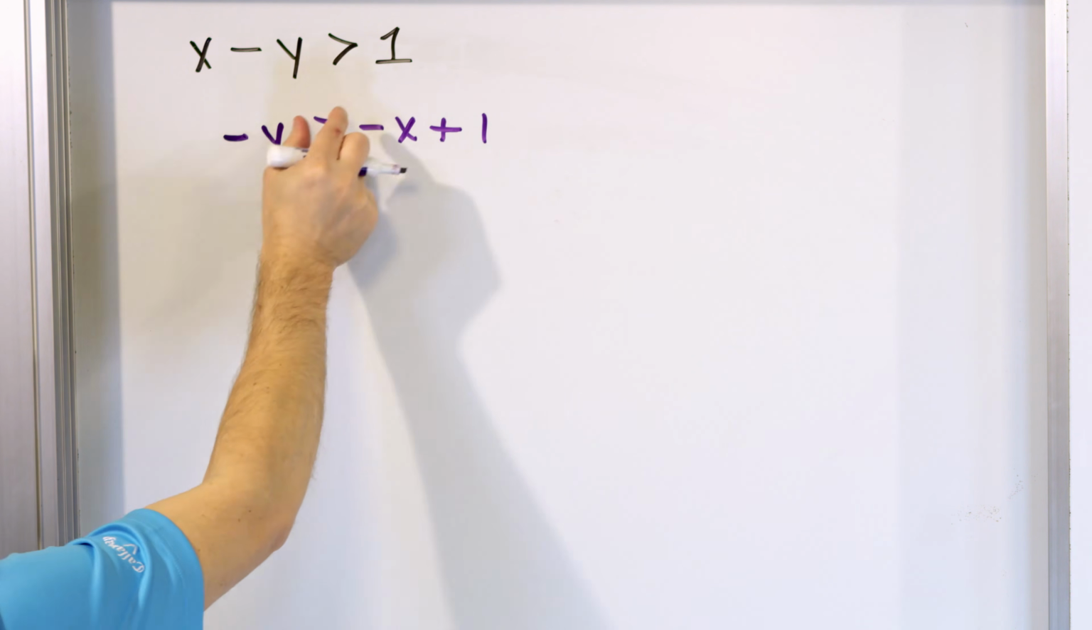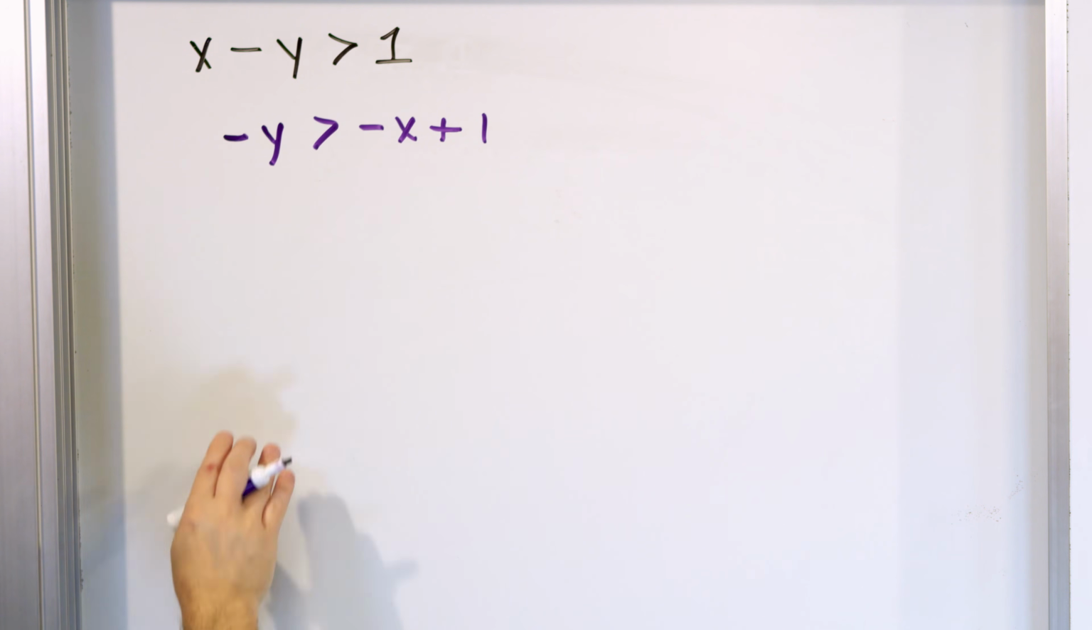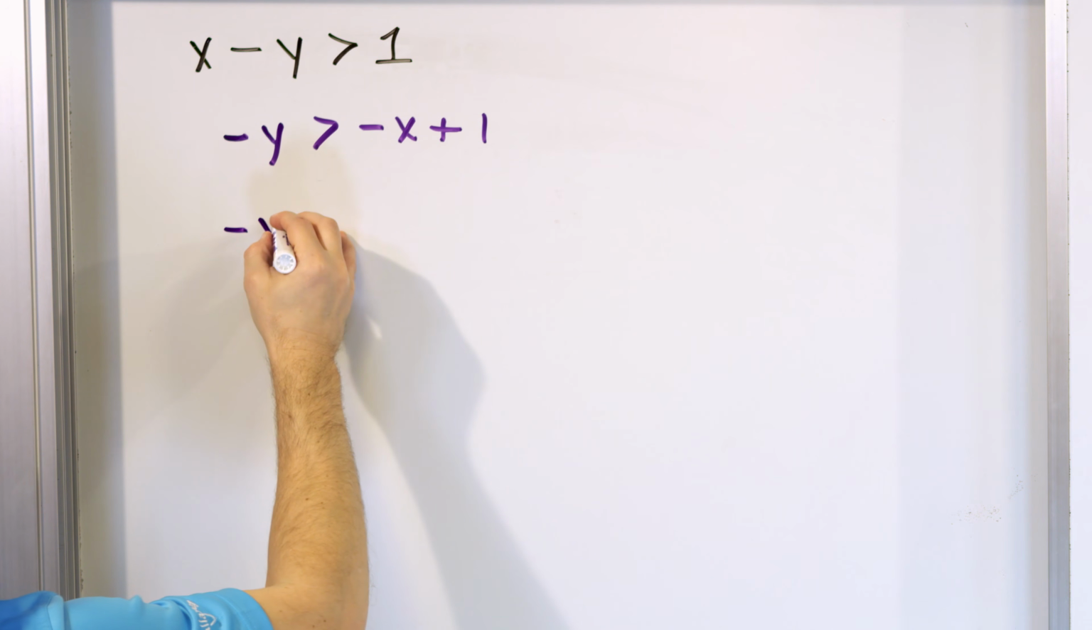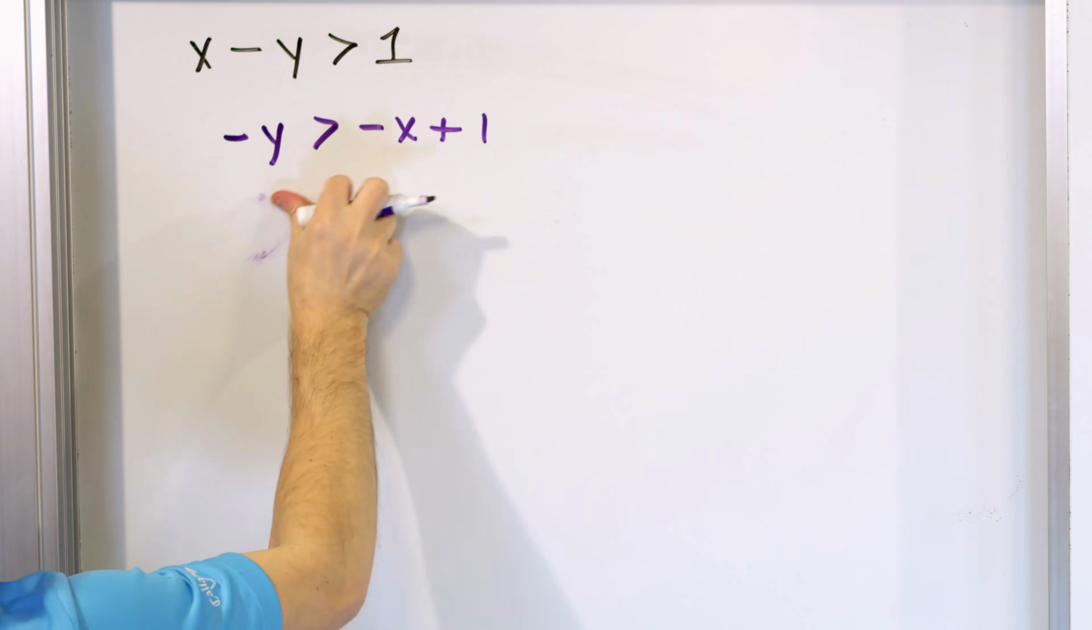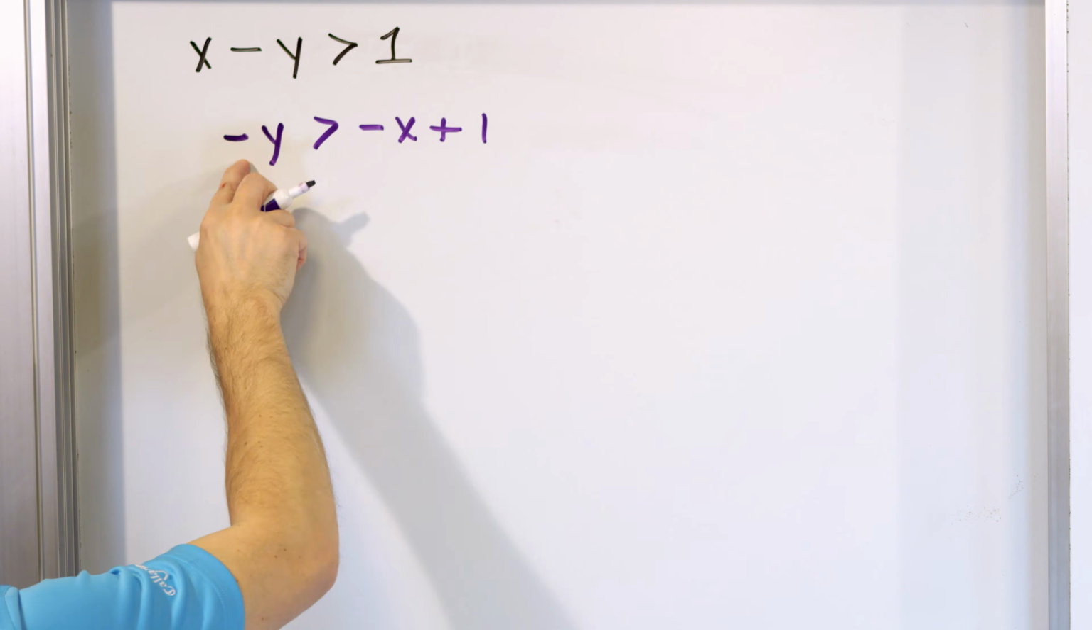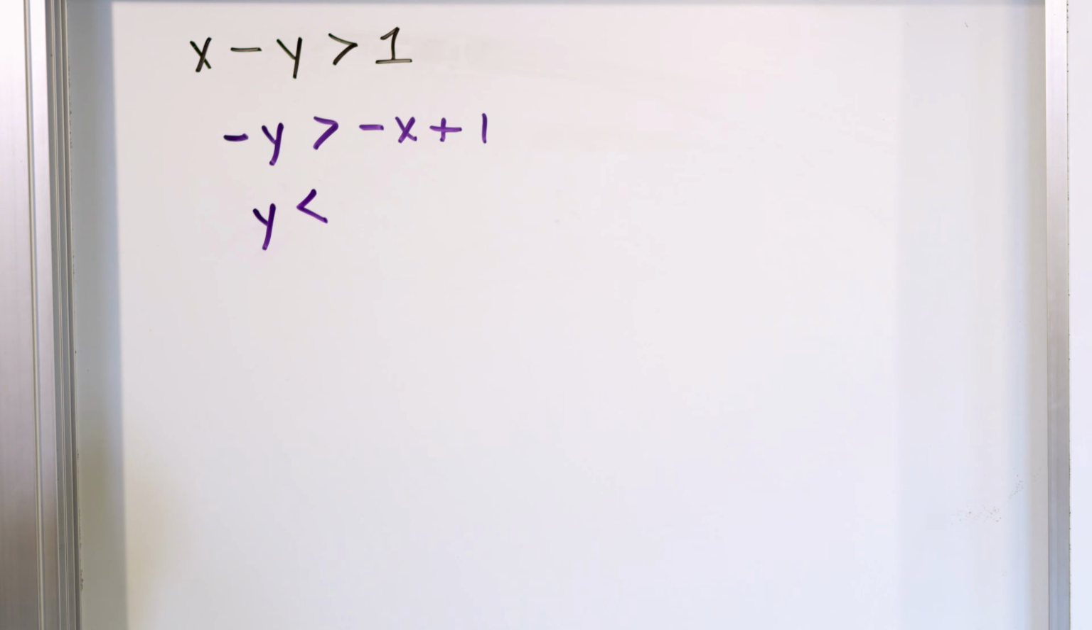We just subtract x here, and it makes negative x. But now we have this negative y, so we need to divide here. So let me go ahead and do it like this. When we divide by negative 1 on the left, we're just going to have y. But since we're dividing by a negative, remember we have to flip the sign of the inequality.